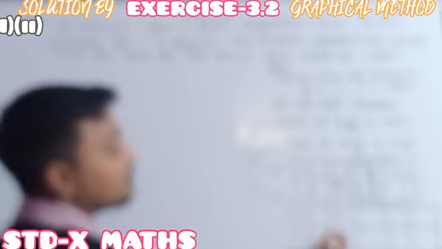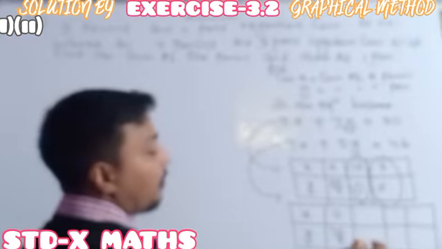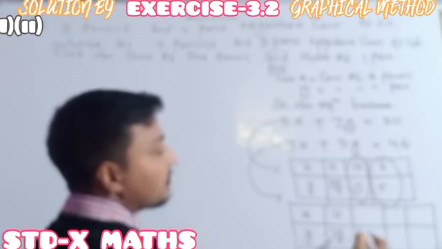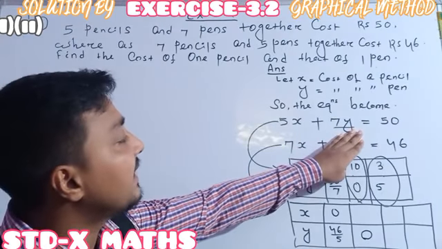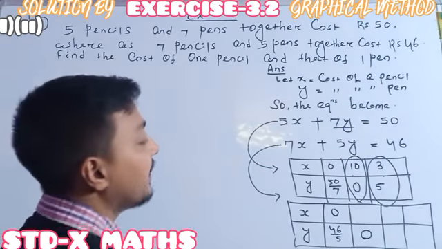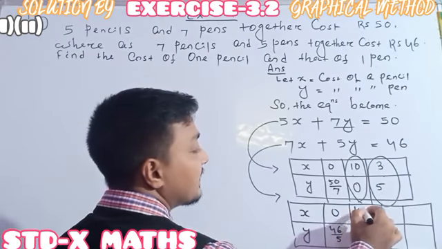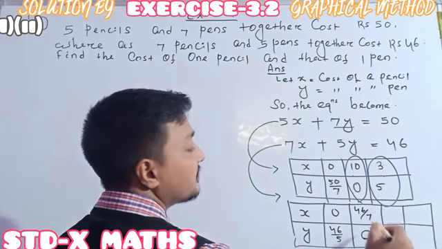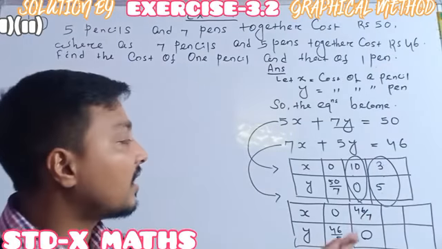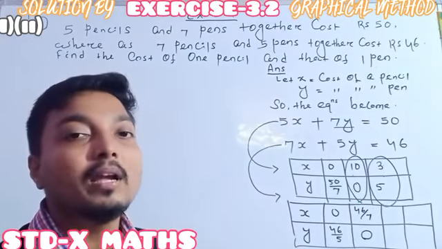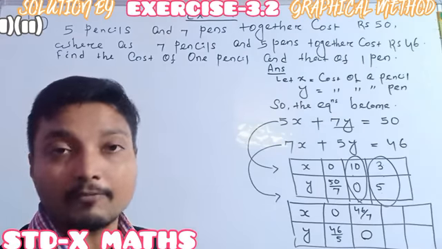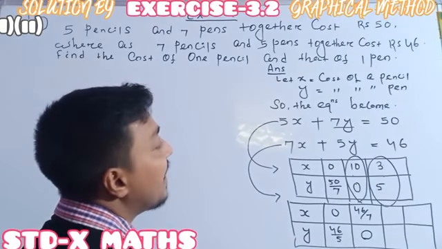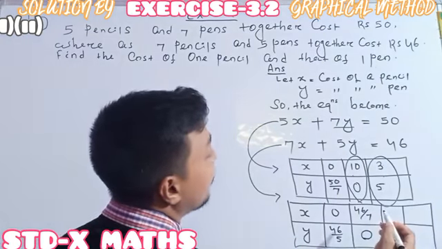And this one is not a whole number. And on putting y equal to 0, I will get x equal to 46 divided by 7. Also this one is not a whole number. So we cannot show this point on the graph paper. So I am going to try another one.